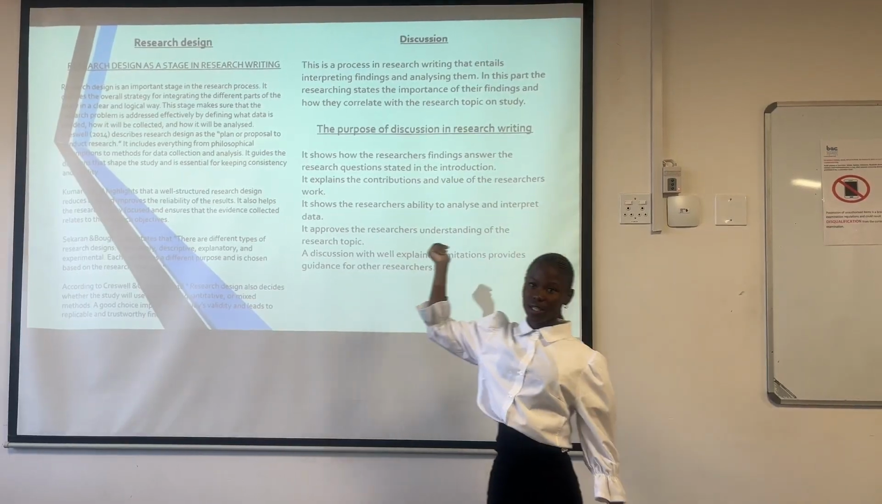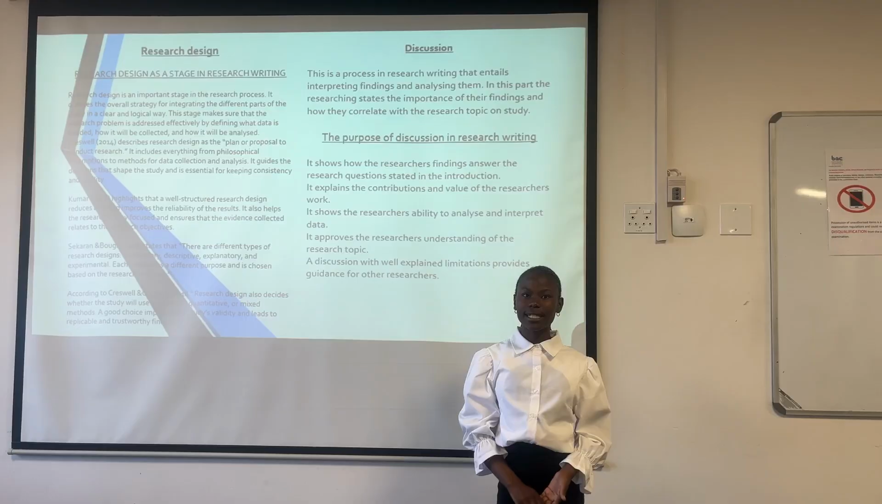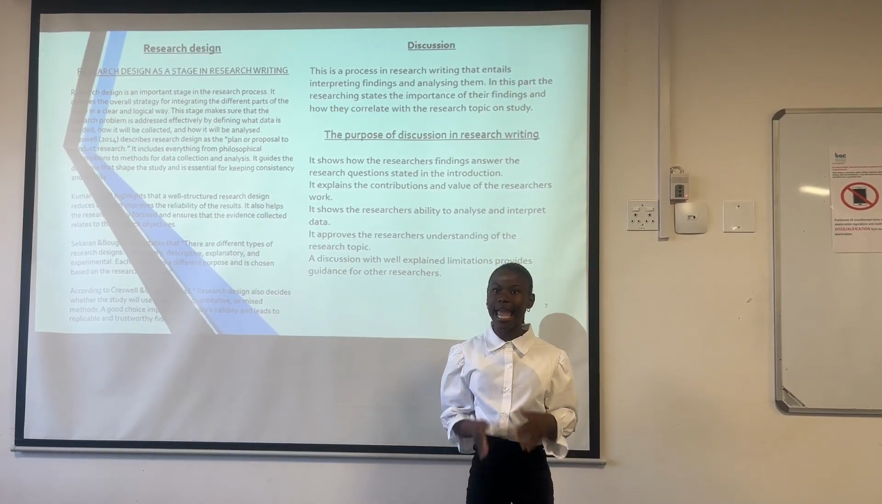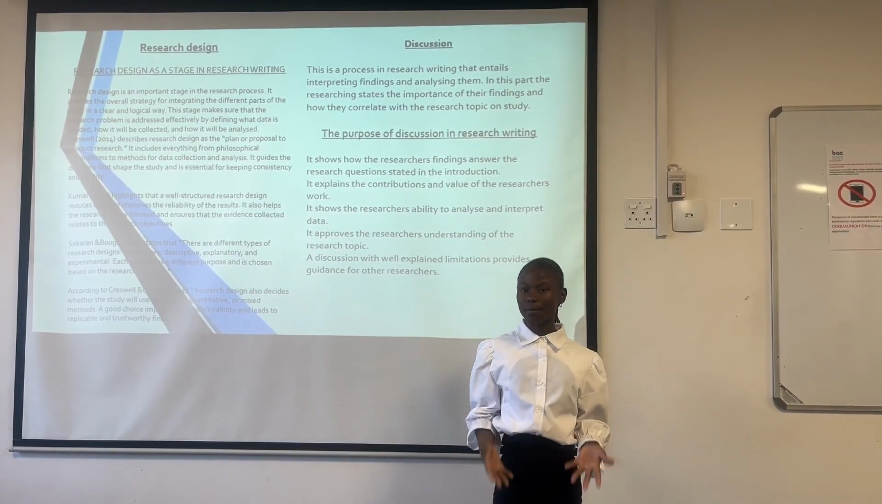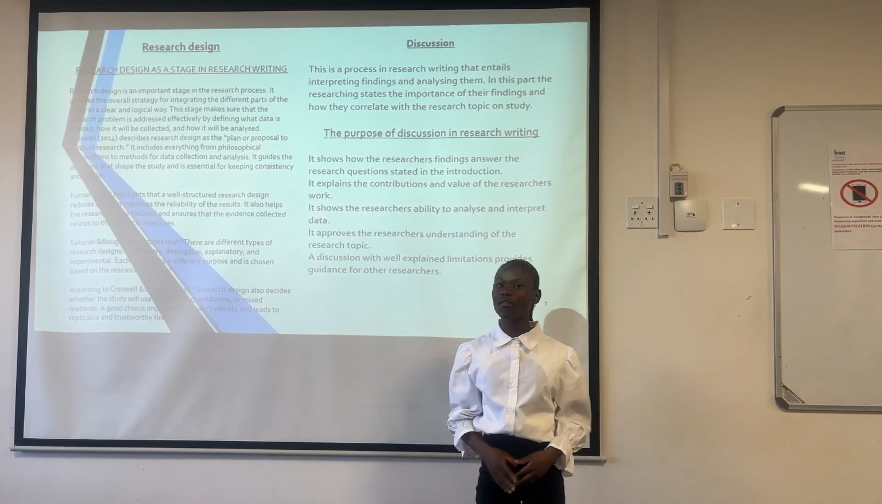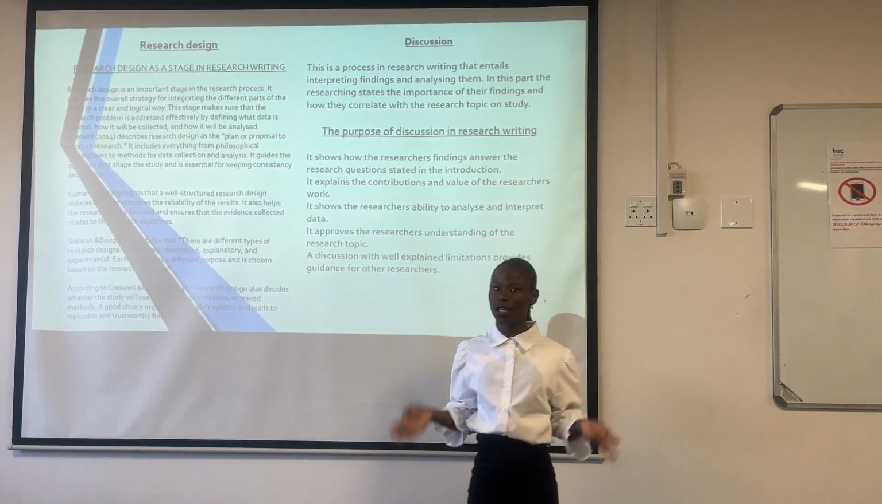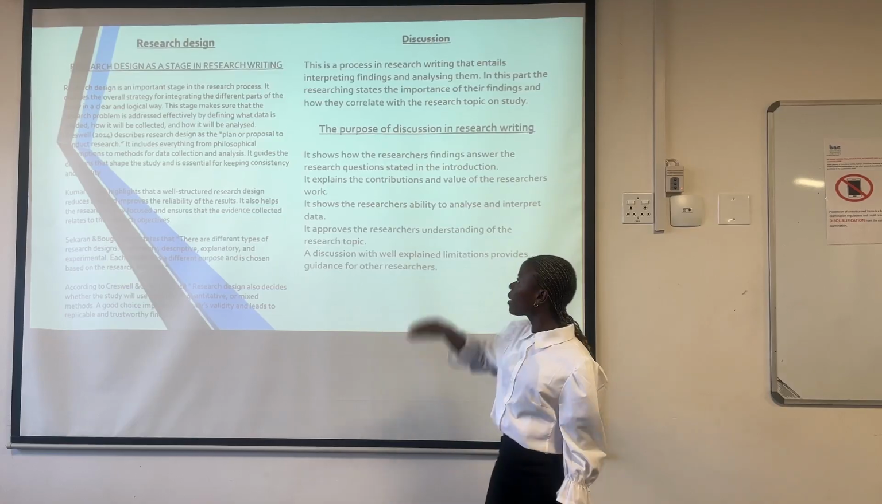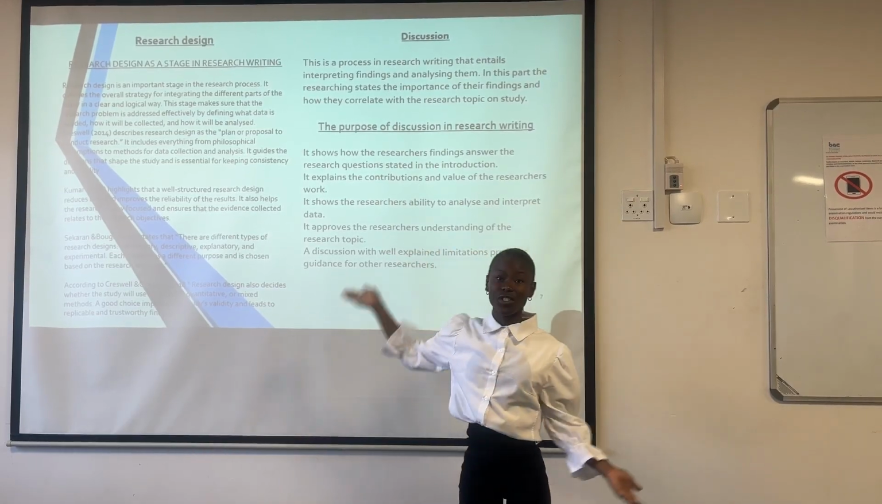Moving to discussion. There is a process in research writing that entails interpreting findings and analyzing them. In this part, the researcher states the importance of their findings and how they correlate with the research topic under study. The purpose of discussion in research writing.